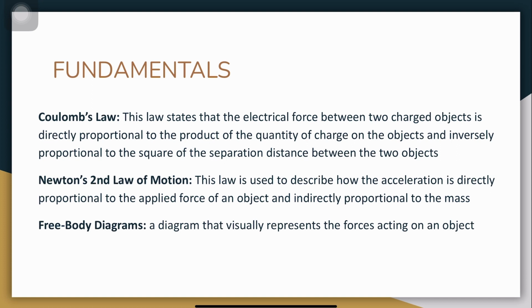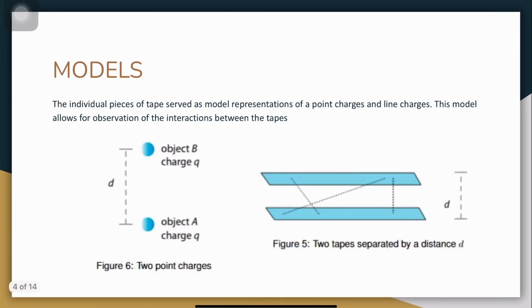Newton's second law of motion is going to be used to describe how acceleration is directly proportional to the applied force on an object and inversely proportional to the mass. We also have free body diagrams, which just visually represent the forces acting on an object. For models, we have point charges and line charges, and this is how we're going to be observing the interactions between the tapes.